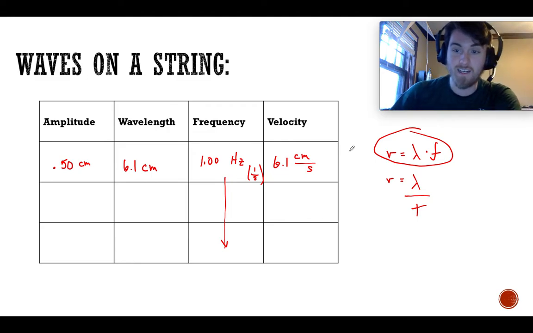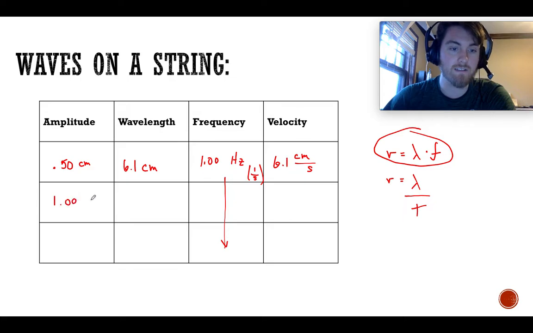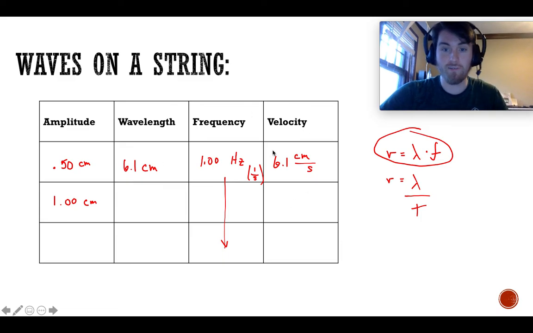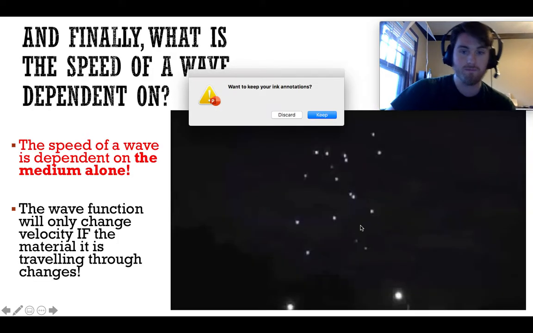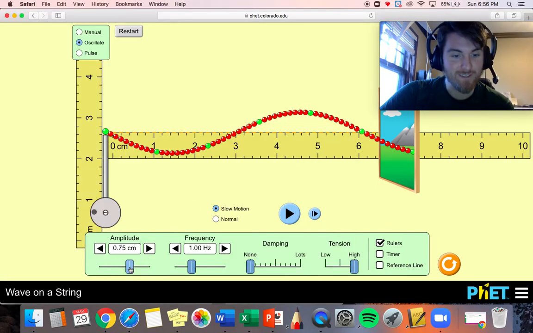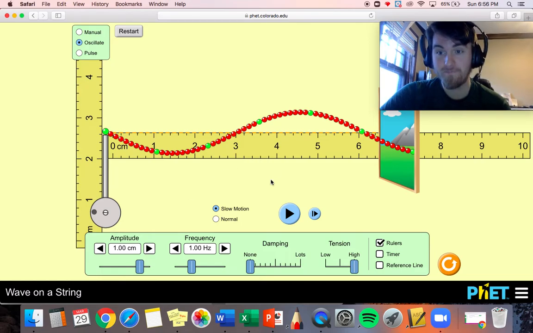Let's now change my amplitude and make it 1.00 centimeters. And again, I'm going to measure that wavelength. Amplitude 1.00 centimeters. So you are right, I have just doubled the energy this wave has. Amplitude correlates to the amount of energy. Think like volume on an amp or something of the sort. If you turn up the amplitude, you're turning up the volume, the energy.